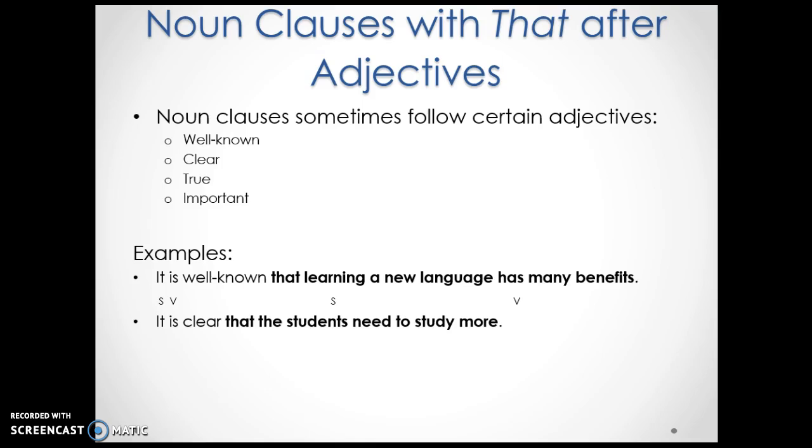It is clear that students need to study more. We have a subject, it, verb, is, clear is the adjective, and we have a noun clause, that students need to study more. And lastly, it's important that people learn to cooperate. We have it is important, and then the noun clause, that people learn to cooperate. And again, you start the noun clause with that. You have a subject, people, and then verb, learn.